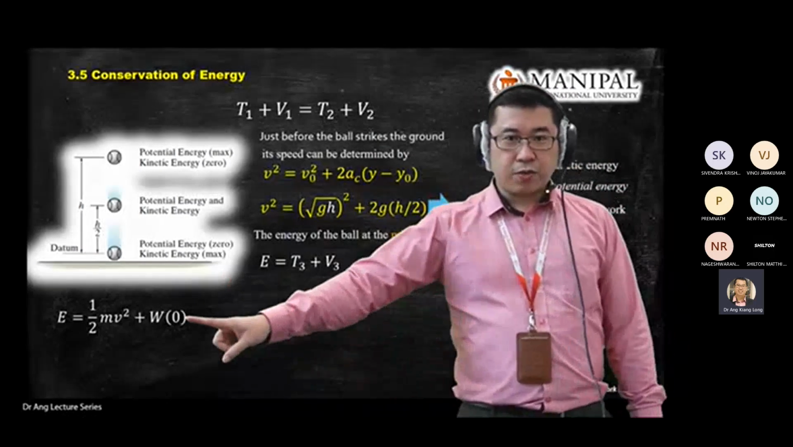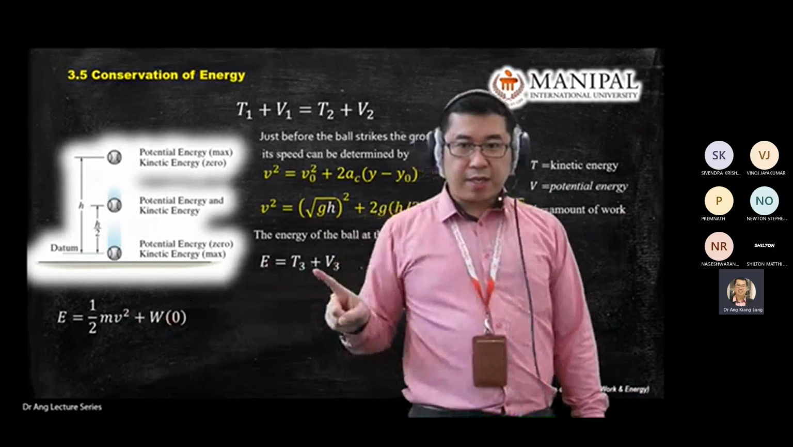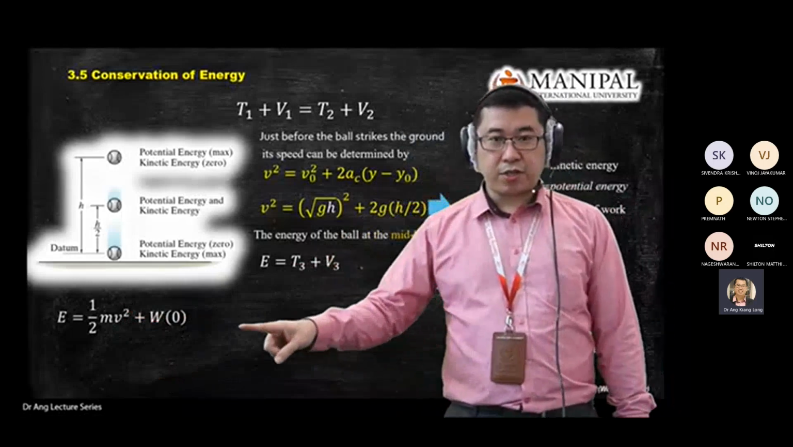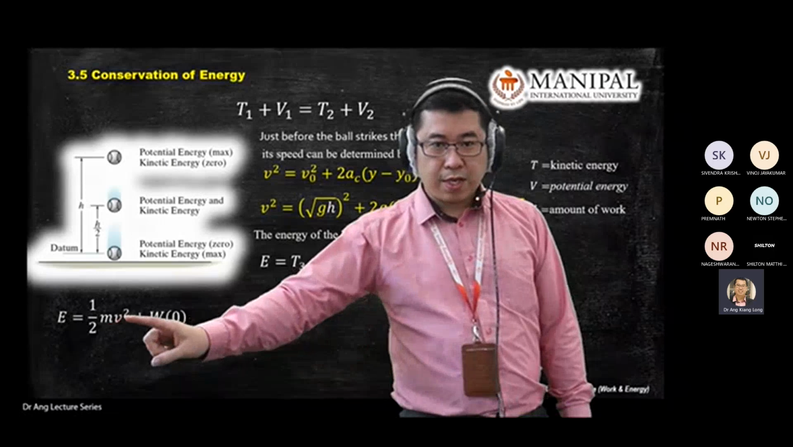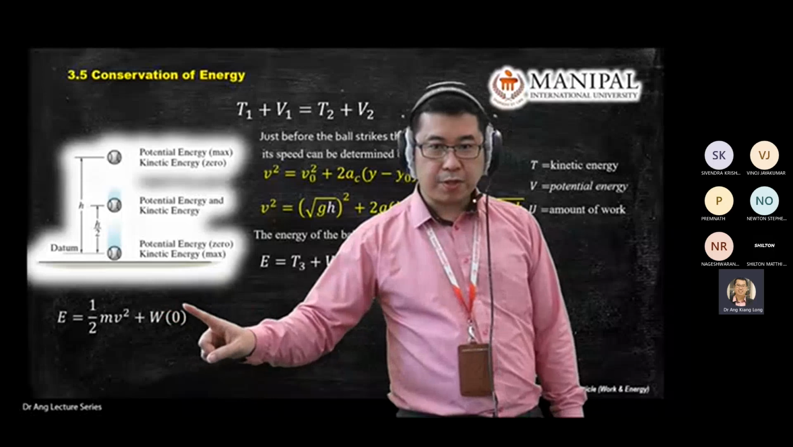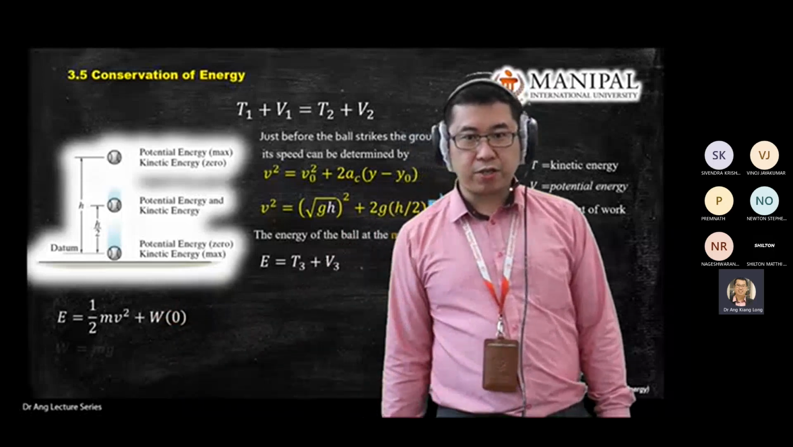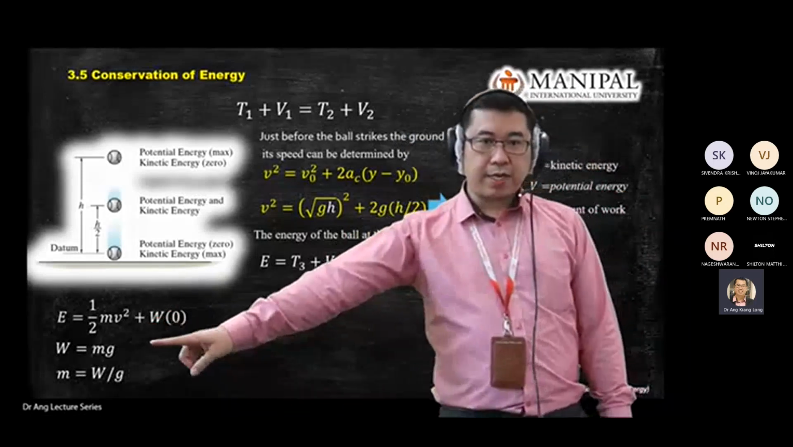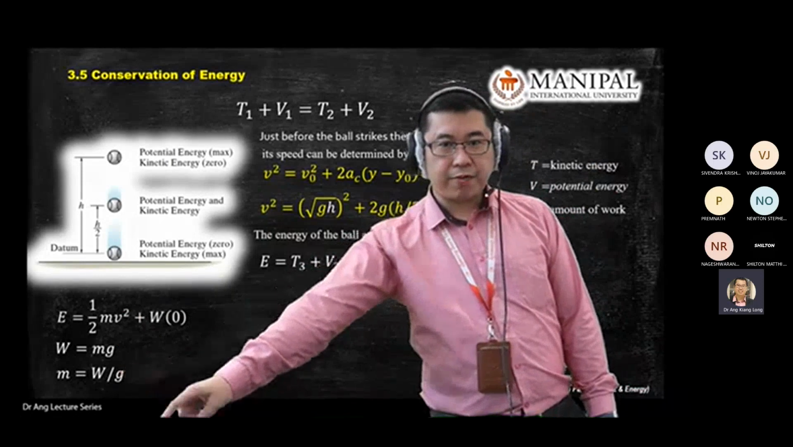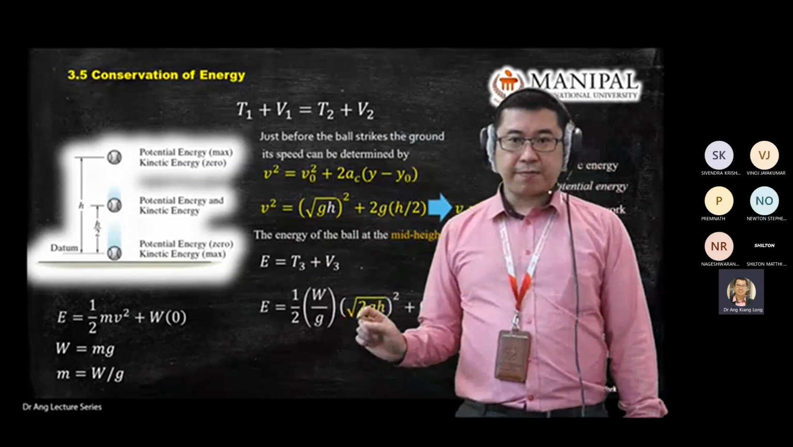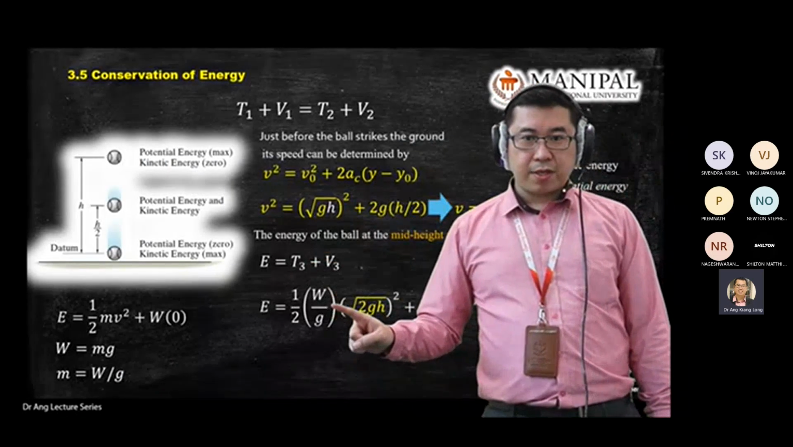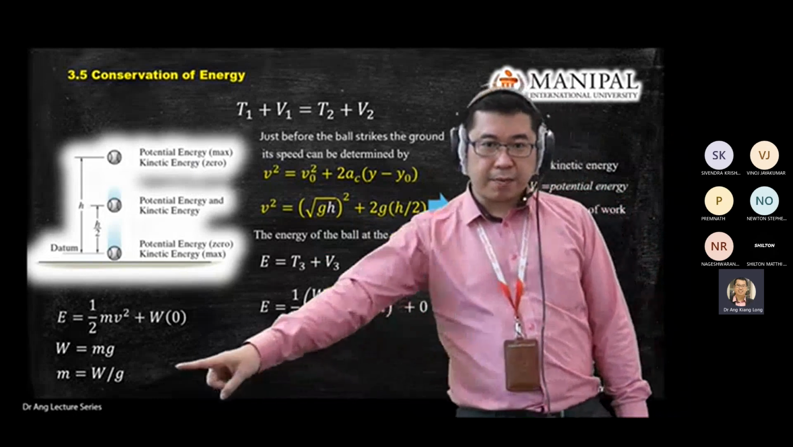So you know that P is kinetic energy, half mv square. This V3 is potential energy, so it's mgh. You know that before it hits the ground, h is 0. So potential energy is gone, and you only have kinetic energy. So again you rearrange your equation. M becomes weight divided by g. So kinetic energy equals half M v square, where M is W divided by g.